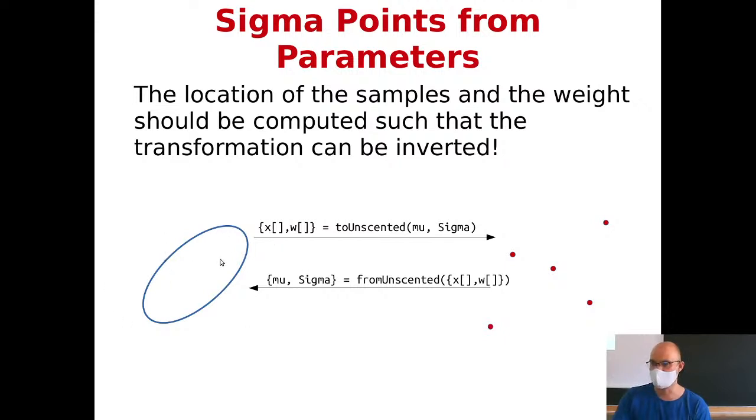Like from a covariance matrix and a mean, we obtain a set of sigma points, which we will call the unscented transform, and another function that, starting from the sigma points, recovers the mean and the covariance matrix.